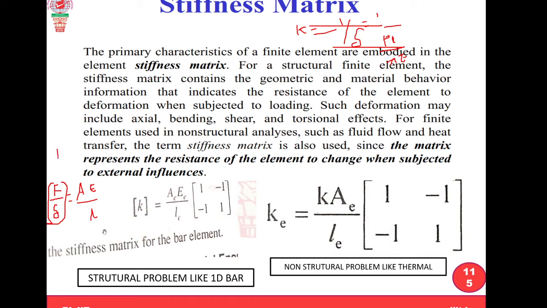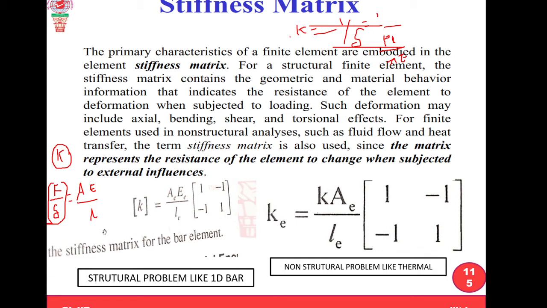What is it called? F by delta. What is the force required to create a unit displacement? That is known as stiffness. That is equal to the AE by L value. So in the case of stiffness, when it is represented in matrix form, that is called the stiffness matrix.